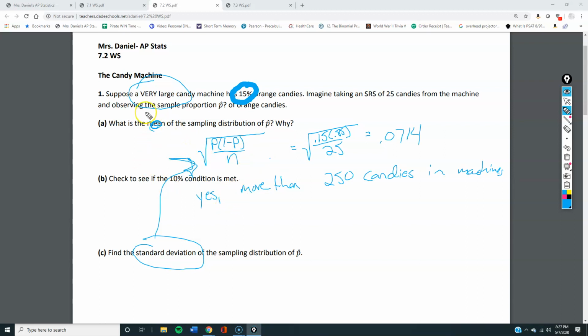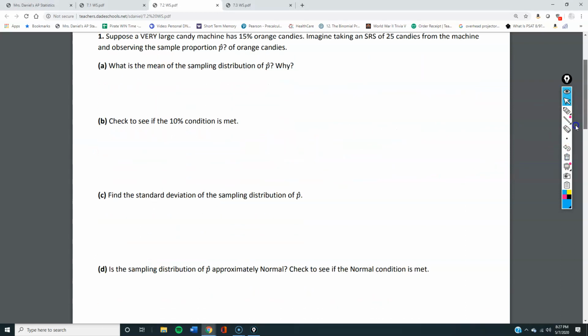I'm so sorry. My mean is just n times p. I have 25 candies. Proportion is 0.15. And that means I got 3.75, which tells me I expect 3.75 orange candies in a simple random sample of 25. That's the mean. And this is the standard deviation of my proportion, right? No bueno. Well, at least I figured that out now.